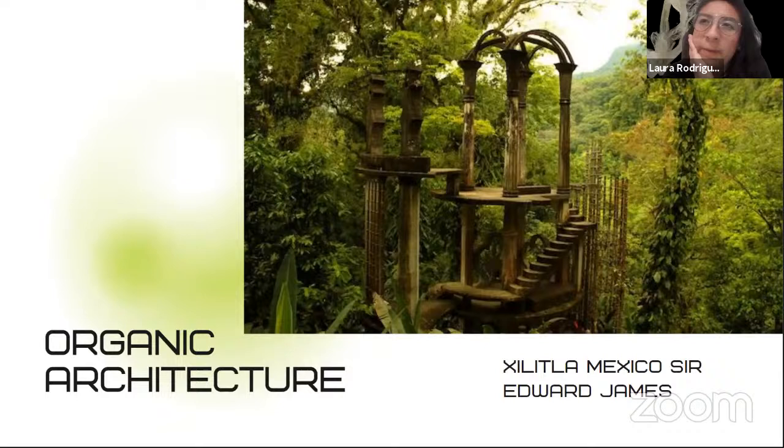Edward James was part of the Forbes family, but let's say that he was the black sheep of the Forbes family. And he moved to Mexico, and with the money that he could get before leaving his family, he started to create these structures, but he left most of the buildings unfinished, allowing nature to finish the connections between all the buildings.